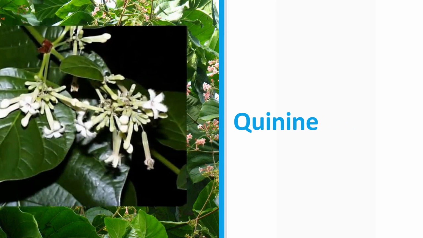Another important alkaloid is quinine. Quinine is derived from Cinchona officinalis. Cinchona officinalis is a medicinal plant, one of several Cinchona species, used for the production of quinine, which is an anti-fever agent. It is especially used in the prevention and treatment of malaria.